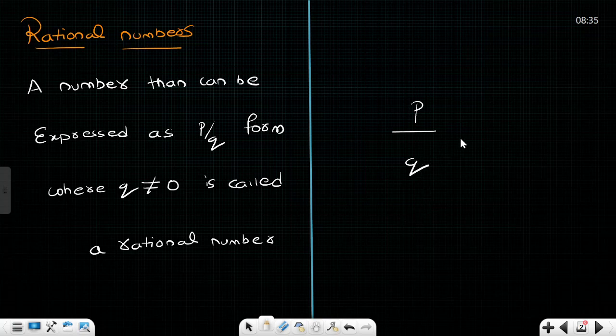And one more thing, P comma Q should be integers. Without them being integers, there is no meaning. I'll give the examples later, but P and Q should be integers and Q should not be equal to 0. This is the proper definition of rational numbers. Please write down.